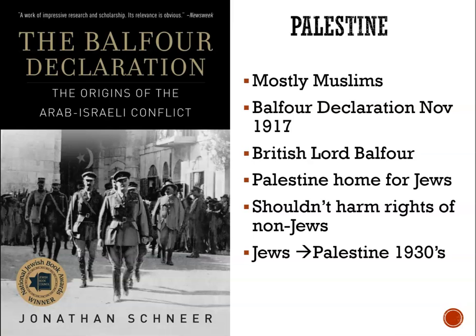So the Jews would get Palestine eventually in the 1930s. But this has caused some people to call this part of the world, which is sometimes called the Promised Land, with the Balfour Declaration, the twice Promised Land, because it's promised to the Jews and it's promised to the Palestinians, the Muslims.